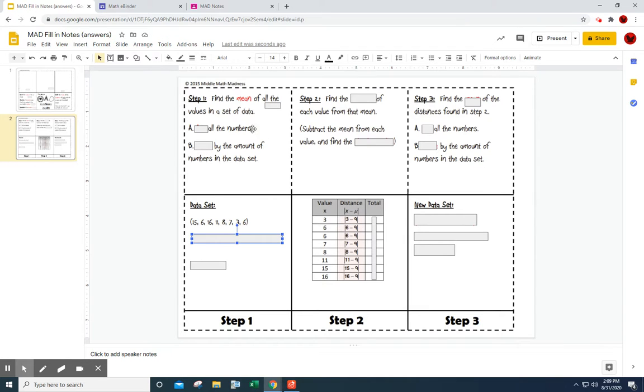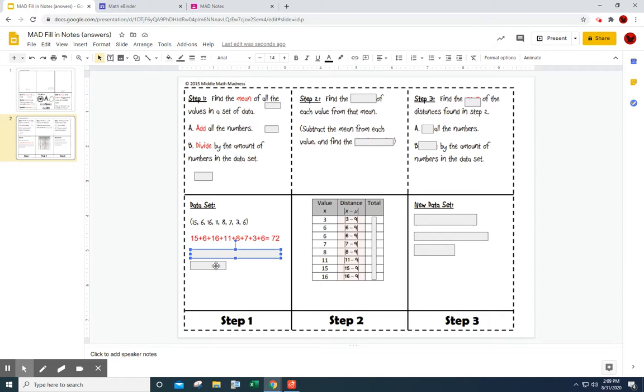In order to find the mean, you've got 2 steps. Step A, first thing you got to do is add all the numbers. Step B is to divide by the amount of numbers in the data set. So we're going to do that to this data set down here: 15, 6, 16, 11, 8, 7, 3, and 6. The first thing you've got to do is add all of those numbers up. When you add them all up, you get 72.